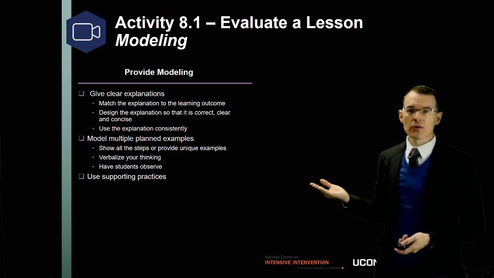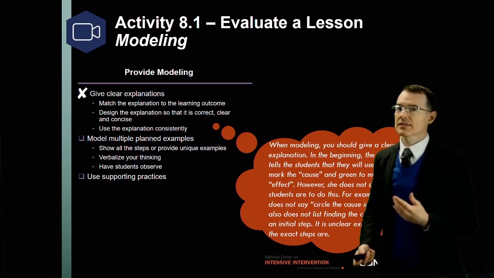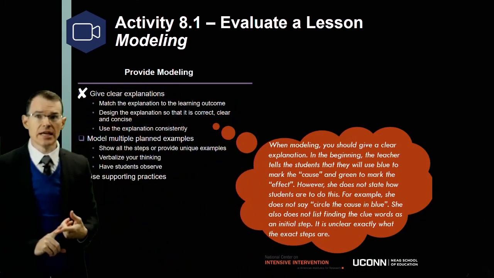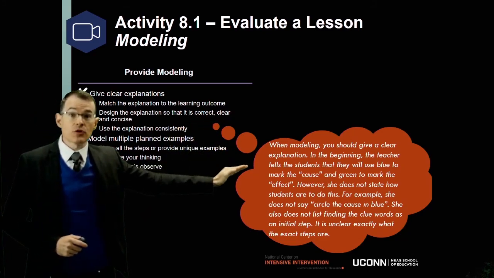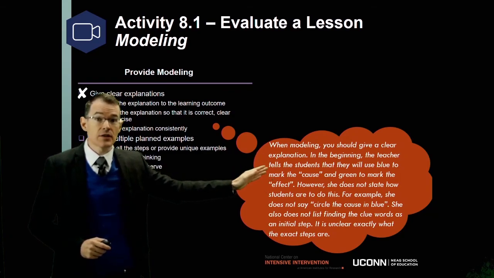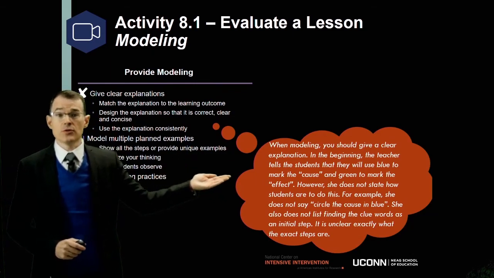So in terms of modeling, the first thing is giving clear explanations. We're going to have to give this an X, I think, and here's why. The goal of giving a clear explanation is to give an explanation that describes clearly what the students will use. The teacher talks about using the blue mark for the cause and the green mark for the effect. But she doesn't explain how the students are going to do this when they do it on their own.